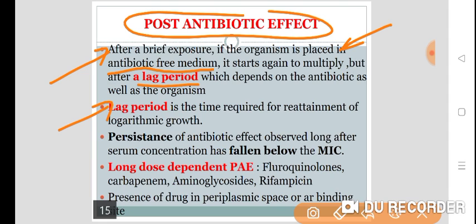Now what is meant by lag period? It's the time required for the reattainment of the logarithmic growth.